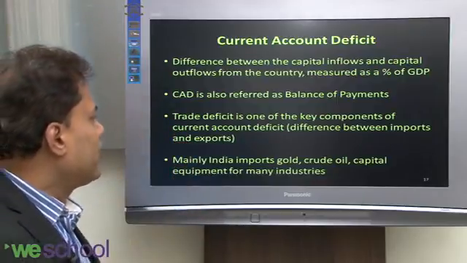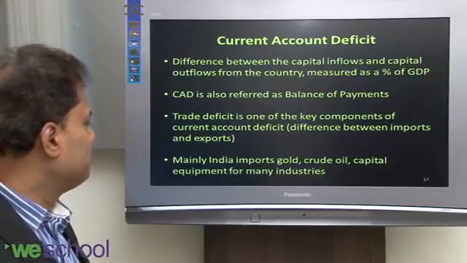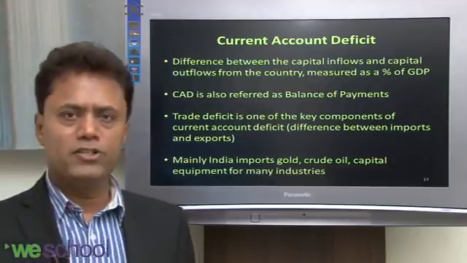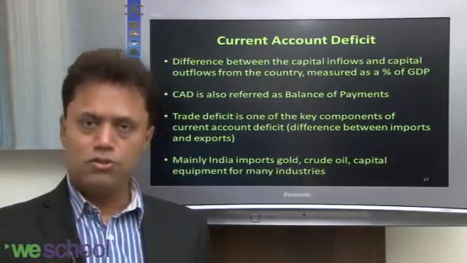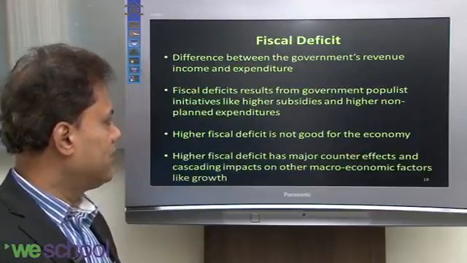Trade deficit is one of the key components of current account deficit. That's the difference between imports and exports. India imports gold, crude oil, capital equipment for many industries to sustain our growth. So this is again a very important thing you must consider in the strategic management process.